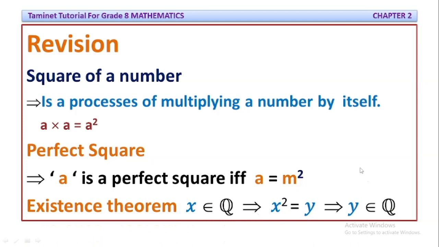We also discussed the existence theorem. There is a y for each and every value of x which is multiplied by itself. We can get the value of y. There is a unique y for the square of x in the set of rational numbers. This is the existence theorem.